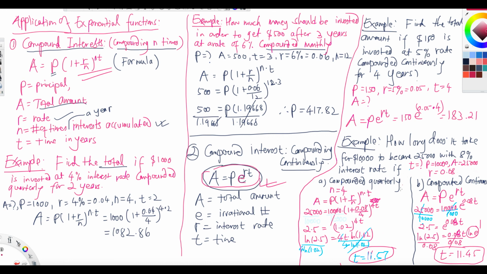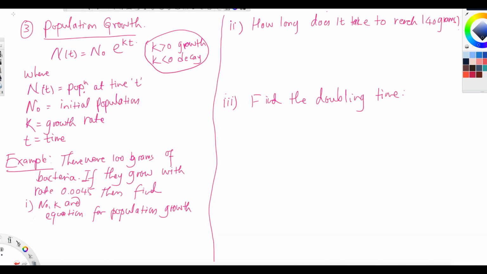I will give you one more and final example on the application. In number 1 and number 2, we applied the exponential function to compound interest, compounded n times a year and compounded continuously. Another application of the exponential function is population growth. If there are n0 population at the beginning, and if the population grows with the rate k, then the population at any time t is denoted by n(t), and it is given by n0 times e to the kt. We call this the exponential growth model.